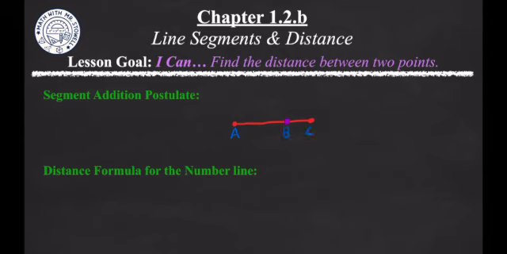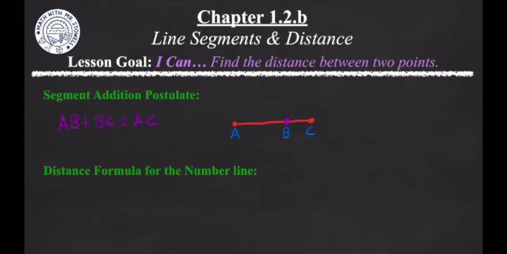We have a line segment AB. We have a line segment BC. And AB plus BC equals the total length of the line segment. So in other words, segment addition postulate: if we have AB plus BC, the two smaller segments equal the larger segment, equals AC. That is the segment addition postulate.